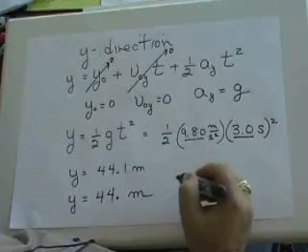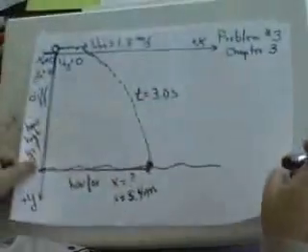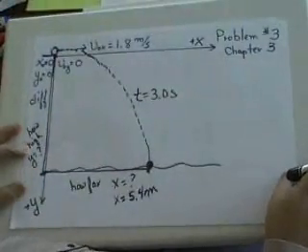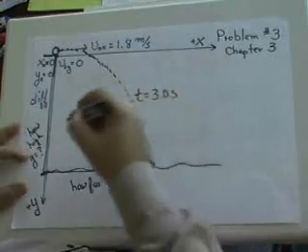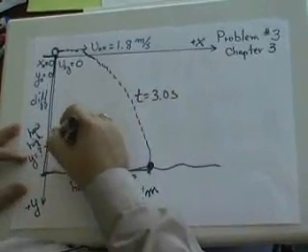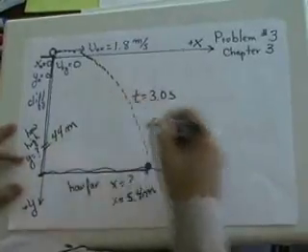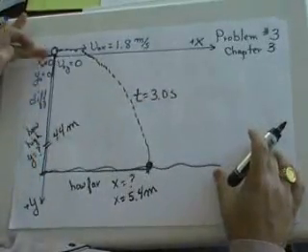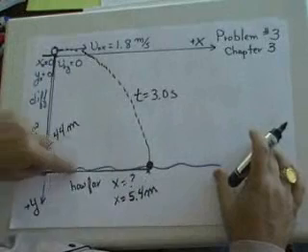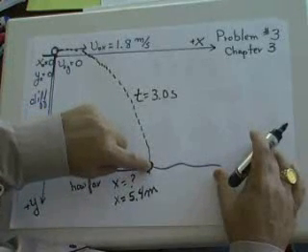So if we go back to the original diagram, how high? Well, y is equal to 44 meters. So the cliff was 44 meters high, and he jumped out only 5.4 meters into the water.